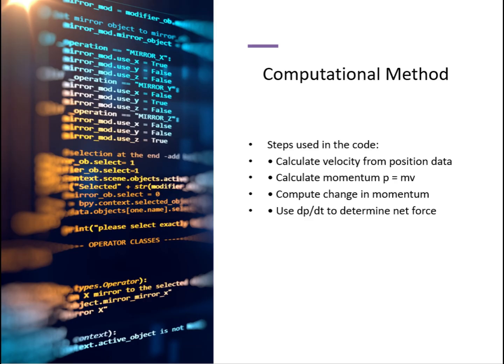First, I calculated the star's velocity from the change in position between the data points. From the velocity, I calculated the star's momentum. Then I calculated the change in momentum between the time steps. Dividing this by the time interval gives the rate of change of momentum, which, according to Newton's second law, is equal to the net force acting on the star.